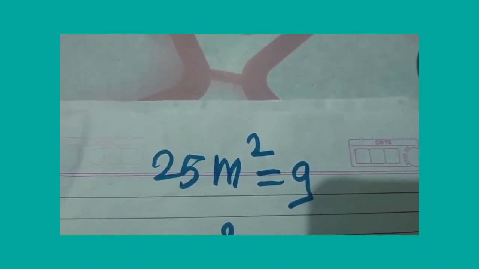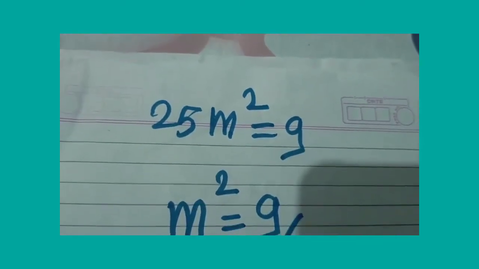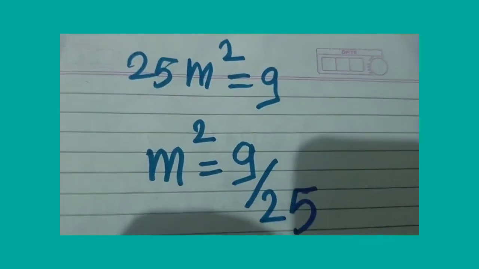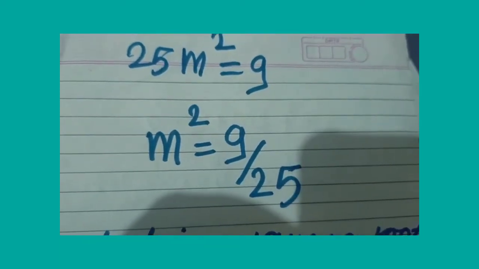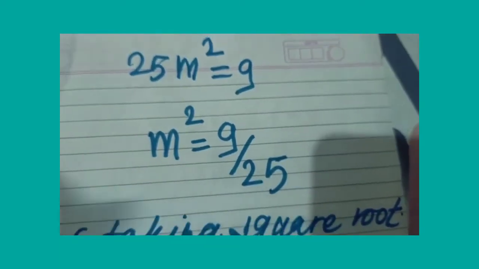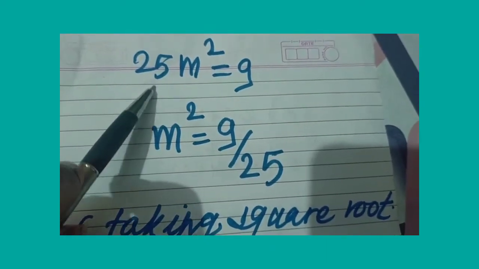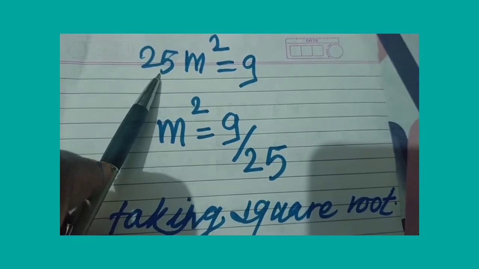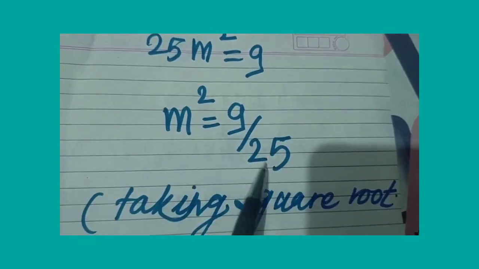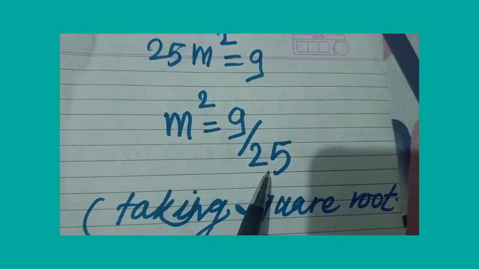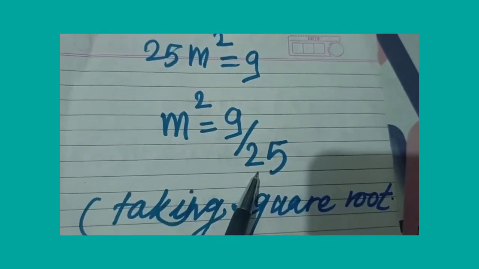Actually, it is a quadratic equation. To find the roots of the equation, what do we have to do first? We have to write this equation in this form: m square is equal to 9 upon 25. Here 25 is multiplied, and when we transfer it to the right hand side, it goes into the denominator, and that's why we get m square is equal to 9 upon 25.